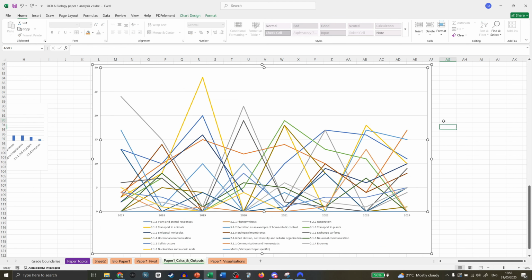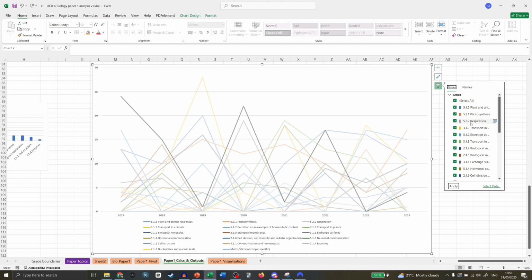Either way, if I was in your shoes and I was doing OCR bio, I would be revising photosynthesis a lot just to make sure I knew everything in and out, regardless of whether it comes up or not, because it has a high chance of coming up and it's come up every year. So that's sort of how I'm thinking there. Next up, respiration.